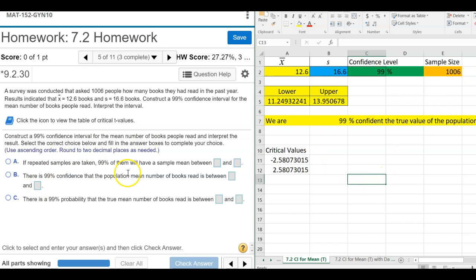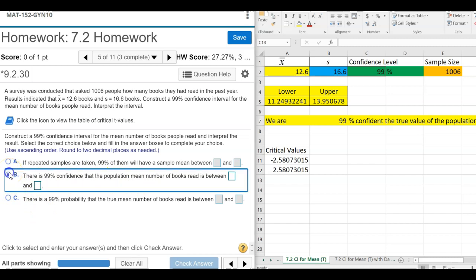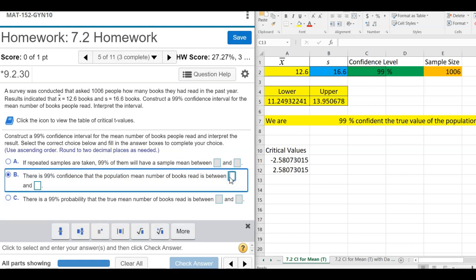Okay, so there is our lower and upper number that are going to go in one pair of these boxes. We just have to have the interpretation right. So we're 99% confident about the true value of the population mean. The only one that says that is this one right here. It's not a probability. It's confidence that it falls between there. It's not a law of large numbers. It's a confidence.